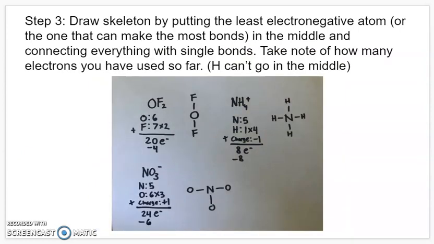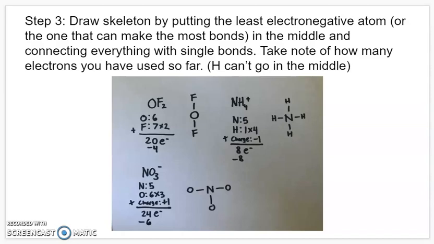So first we're going to draw a skeleton. We're just going to make some simple single bonds to connect everything to try to figure out what the layout of the molecule is going to be. And there's one big thing you want to consider here. You're going to put the least electronegative atom in the center. And if you're not sure which one is the least electronegative atom, another way of thinking about this is to put the one that can make the most bonds in the middle.